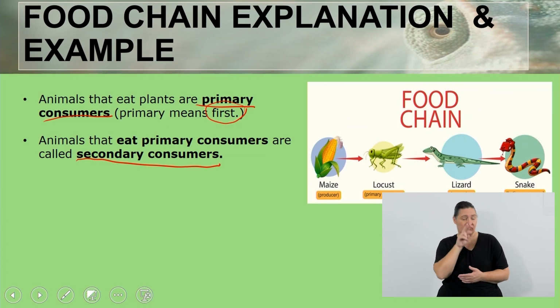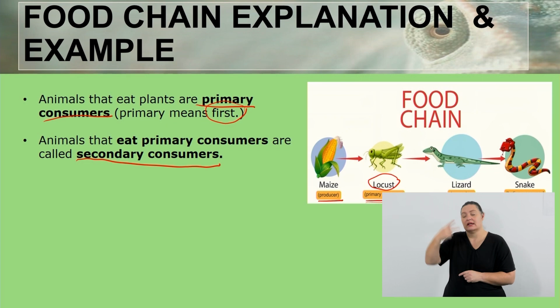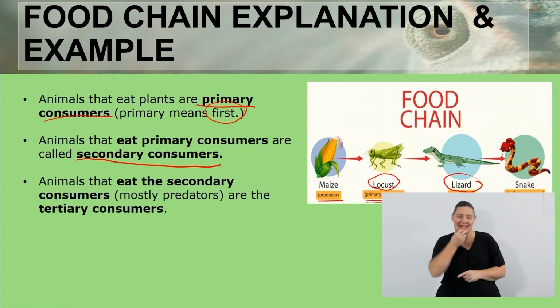So as you can see from this picture, we have our maize, which is the producer, and then we have a locust, which is our primary consumer. Now, we said that an organism that is going to eat the primary consumer is now referred to as what? As secondary consumers. In this instance, it's the lizard. Right. So moving on to our next point, animals that eat secondary consumers, which is mostly predators, are referred to as tertiary consumers. So this lizard, which was our secondary consumer, is now eaten by the snake, which then occupies the position of a tertiary consumer.